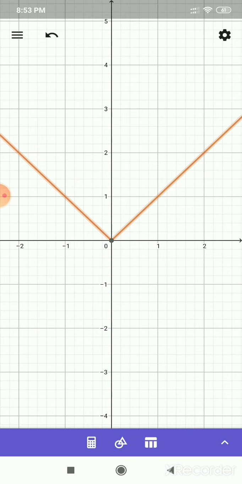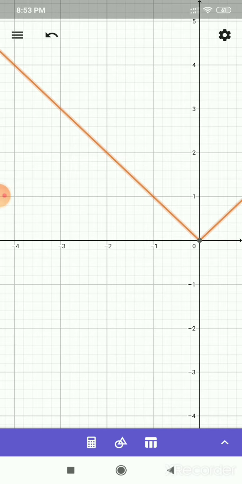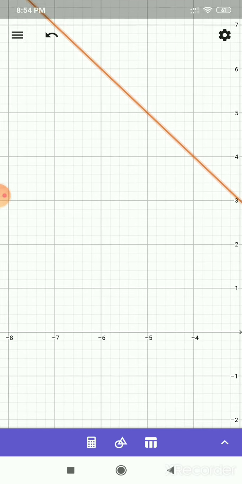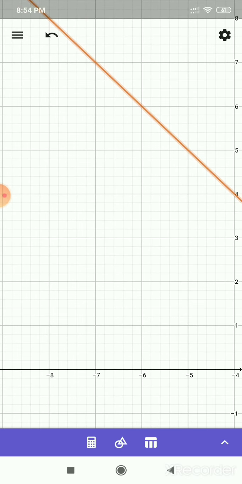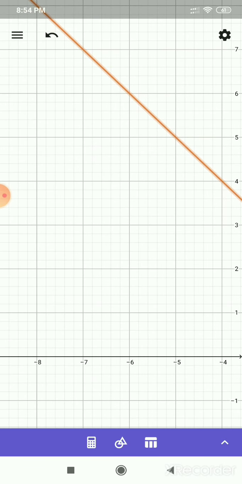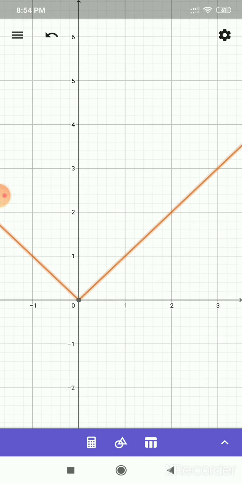So this is the graph of the modulus function. What about the domain? Domain means you have to find the x values for which the graph is defined, and you can see that for all x values the graph is there. That means the brown colored line is there. Therefore the domain is capital R.